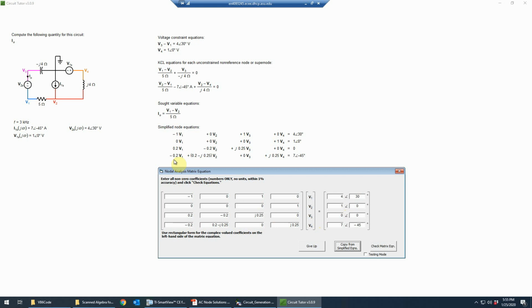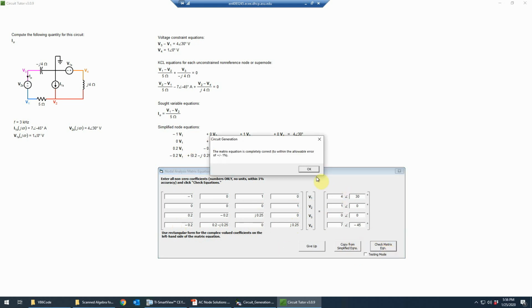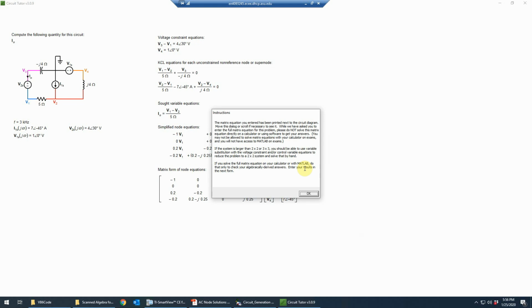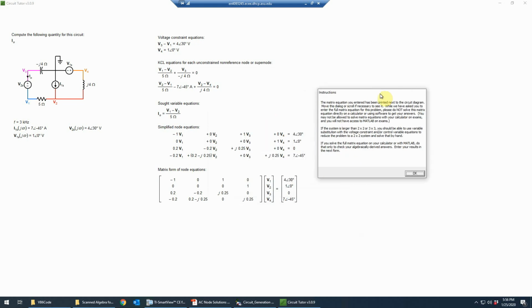And then, for example, the last one would be negative 0.2 times v1, and this coefficient times v2, 0 times v3, and j 0.25 times v4 equals this constant. And again, that's the same as this equation. And of course, you can do that for the other two rows as well. So that should all be correct. And now the matrix equation is written there if we need that.